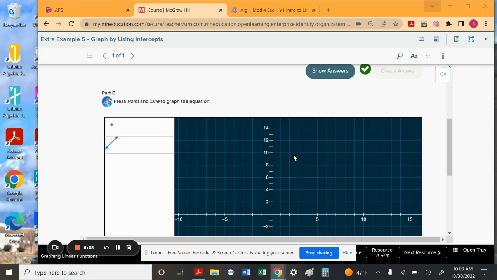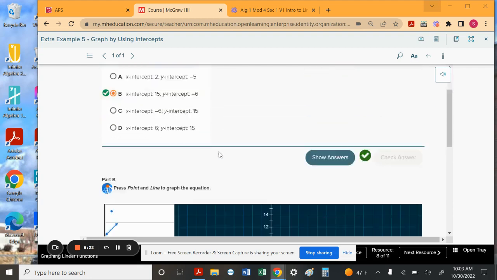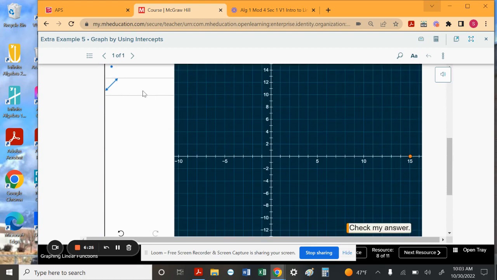Now we know the x-intercept is 15, all the way over here, so we can click on the little point and move this point over here. Then we pick negative 6 for the y-intercept, down here. We're going to draw a line, matching these points up with these right there. And there's our line.